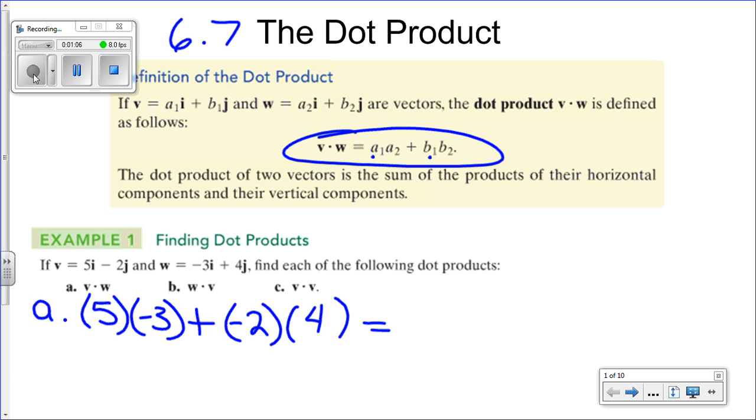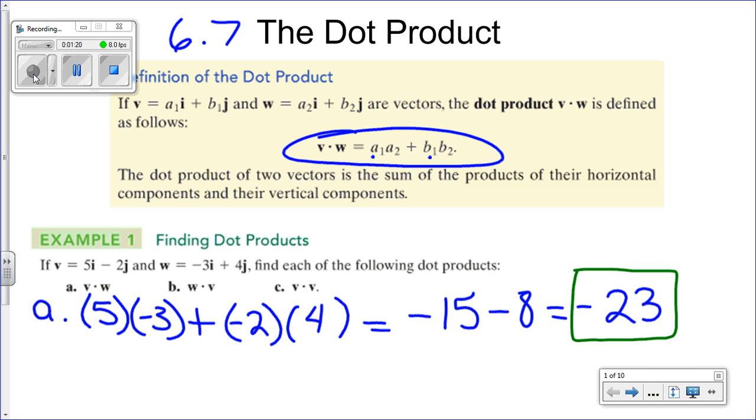And so for that one, the answer will become -15 minus 8. And so that is -23. And that is C. So the dot product is one number and one number only.